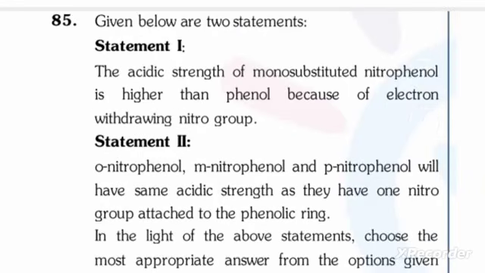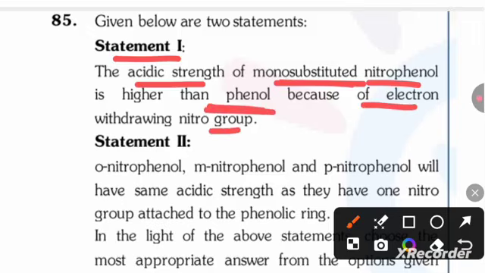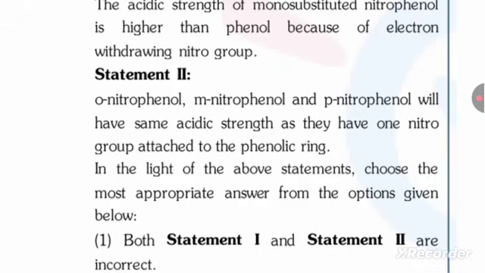In the next question, statement 1: the acidic strength of monosubstituted nitrophenol is higher than that of phenol because of the electron withdrawing group. Yes, the nitro group is an electron withdrawing group. So monosubstituted nitrophenols have higher acidic strength. Statement 1 is correct.